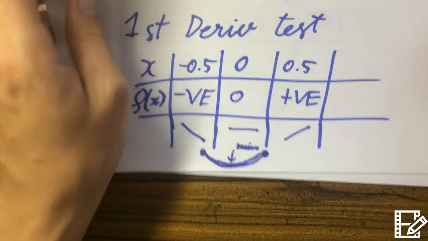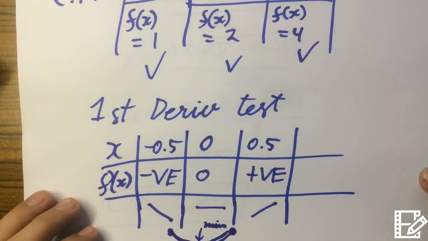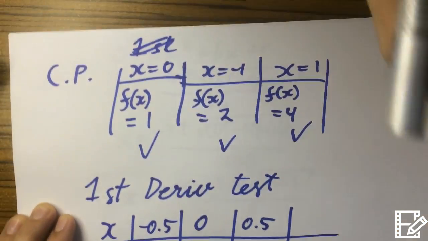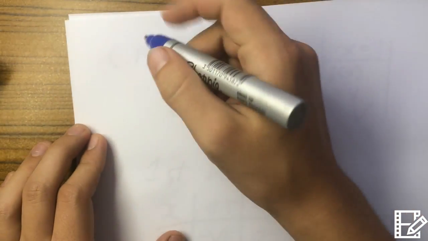Anyway, so we can say that minimums, I'll grab another sheet. Where do our minimums lie?